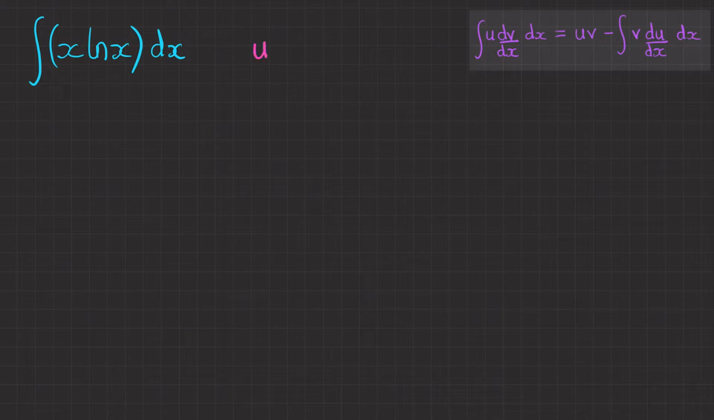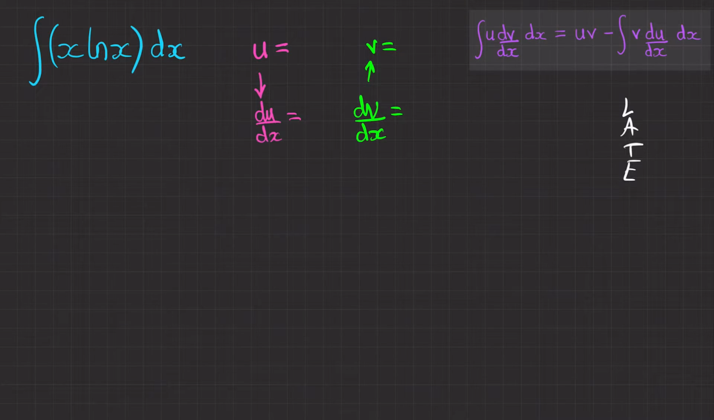Well, we've got our u value that we'll need, and we'll also need a dv by dx value. So we'll have to integrate dv by dx to get our v value, and we'll have to differentiate our u value to get our du by dx value. But which one do we have as our u term? Well, referring to LIATE, we have got logarithms, so that will be our u value, which is ln x. So therefore, our dv by dx term will be x. Differentiating ln x will become 1 over x, and integrating x will become x squared over 2.